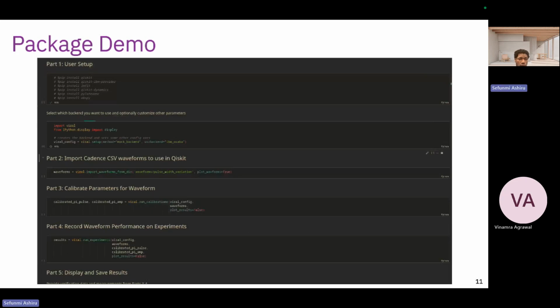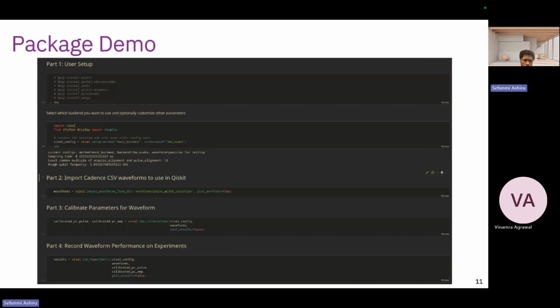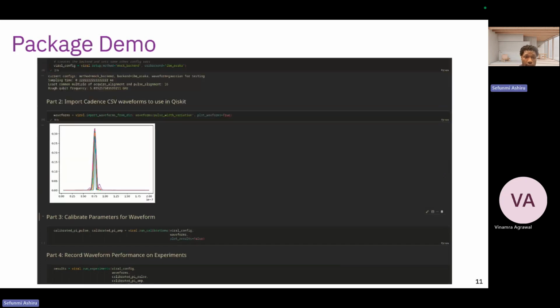So we first start by importing the Virtual package in. It gives us some good details. We import and set up our backend that we selected. Now we've imported our waveforms in that we want to calibrate for a specific type of gate instruction.